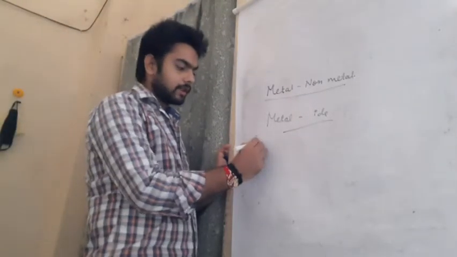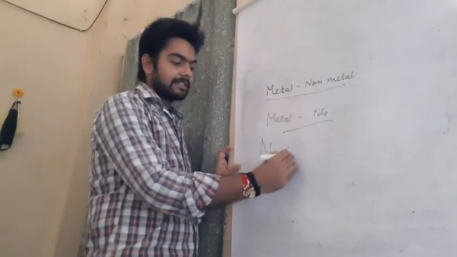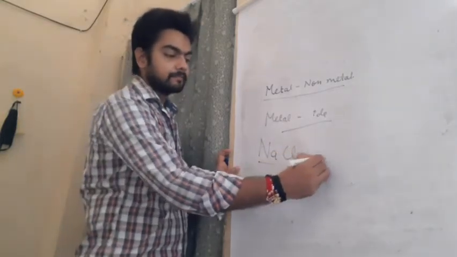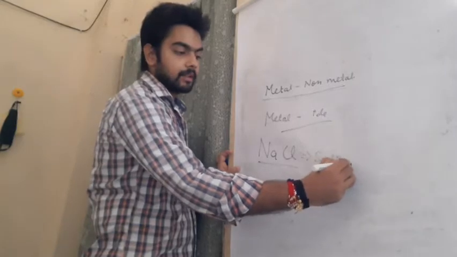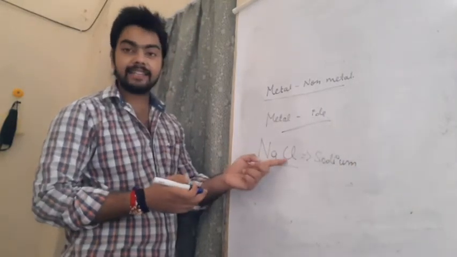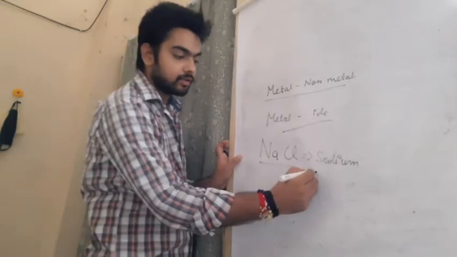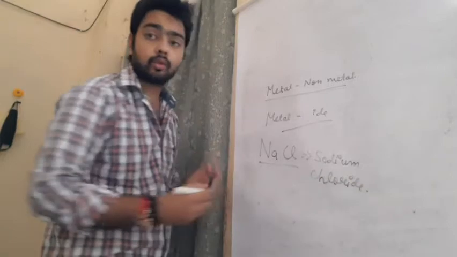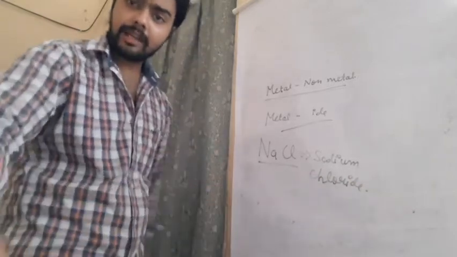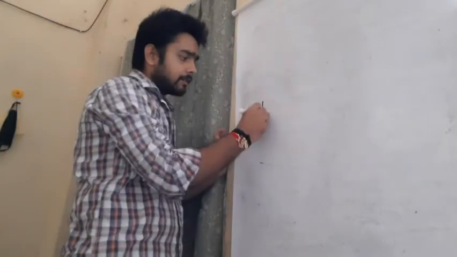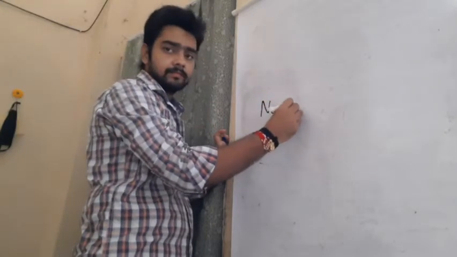Let us take an example of NaCl. If we talk about it, Na is named as sodium, and chlorine is a non-metal, so IDE is added at the end of it, so it becomes chloride, sodium chloride. So this is the way in which we name a metal and a non-metal. Okay, so the next one is when we have two non-metals.